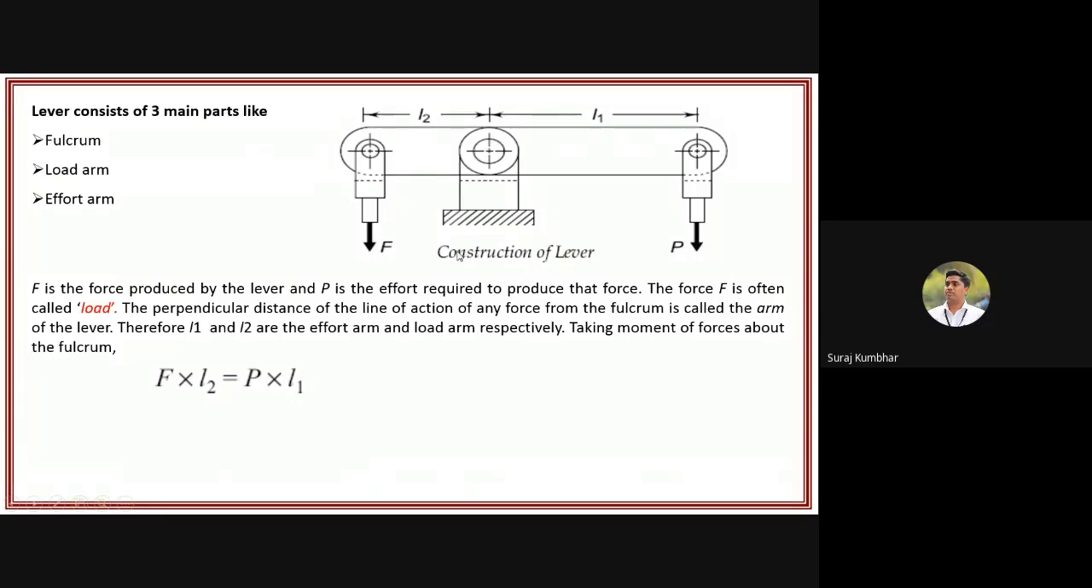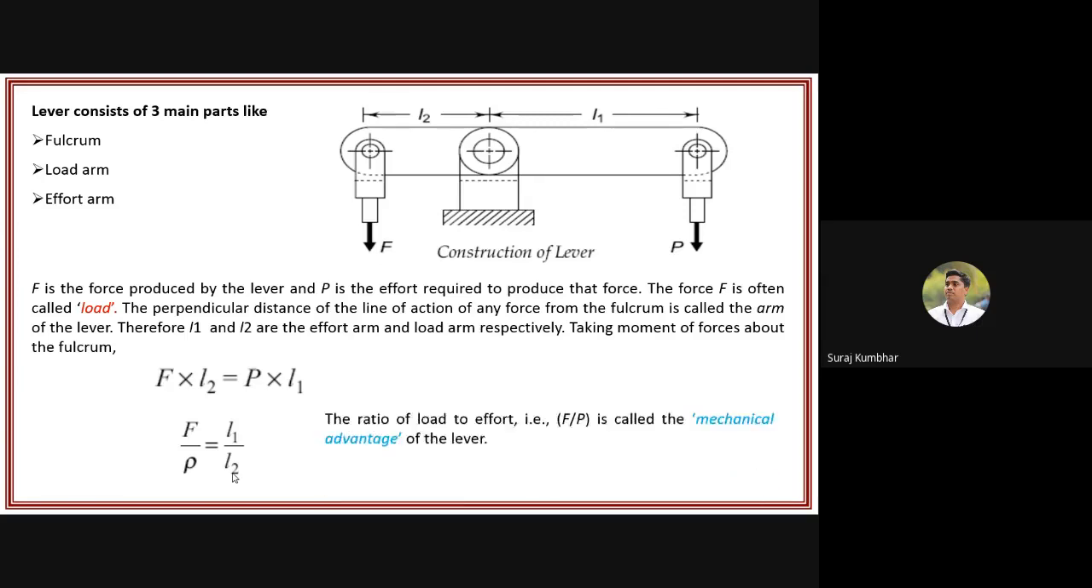Now the next, F upon P is equal to L1 upon L2. I rearranged the terms, keeping P in the denominator, so load upon effort is equal to L1, the effort arm, divided by L2, the load arm. Right, F upon P is equal to L1 upon L2. Are you getting this up till this?